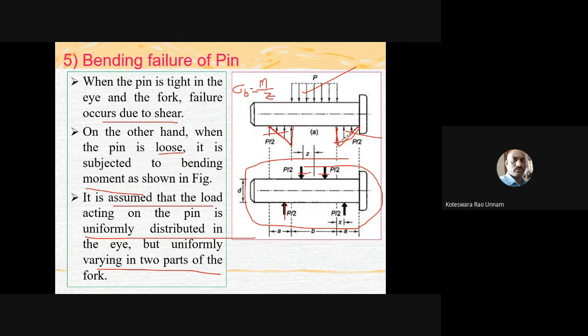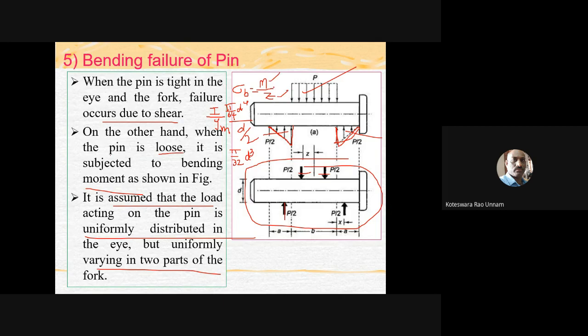We know this is a circular cross section. For a circular cross section, what is the value of Z? Z is nothing but I by Y max. I for a circular cross section is pi by 64 D to the power 4, divided by Y max, which is D by 2. In that case it is pi by 32 into D cube. Pi by 32 into D cube is going to be your Z value.